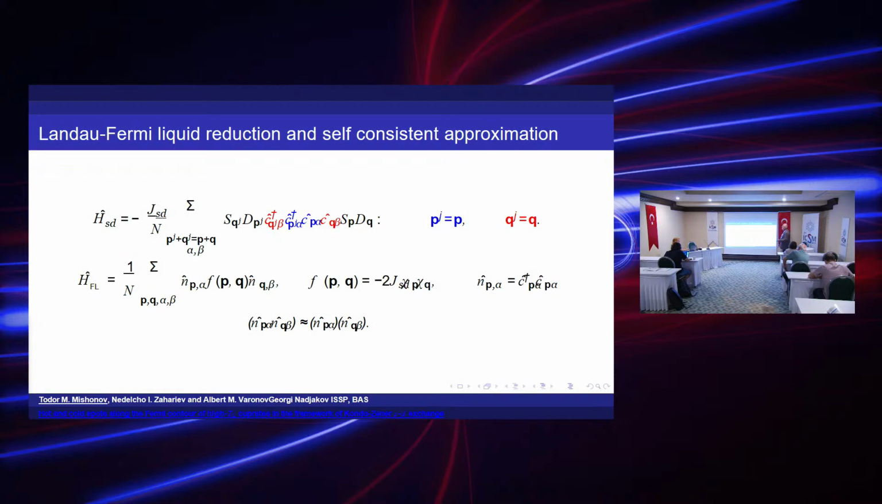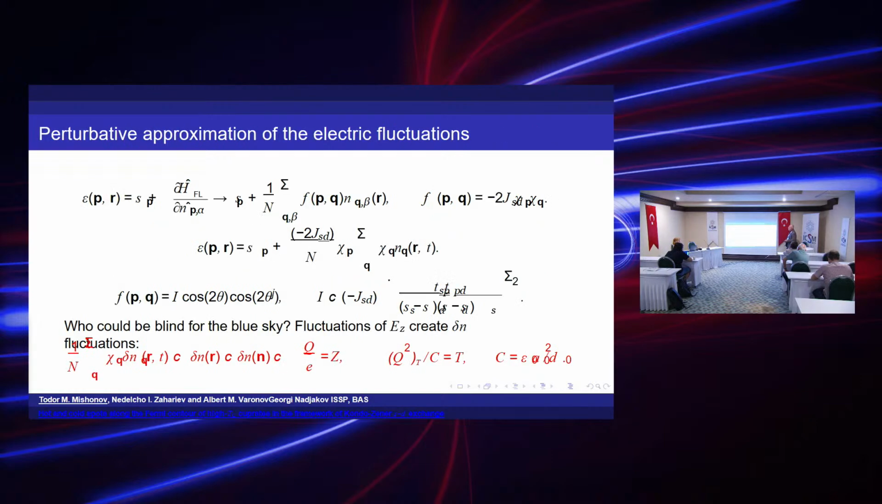Now I am trying to present the Landau-Fermi liquid reduction and self-consistent approximation. And again, if we apply the Landau theory of Fermi liquids, we again obtain, from the same Kondo Hamiltonian, the same factorizable kernel, which is very important for the Fermi theory.